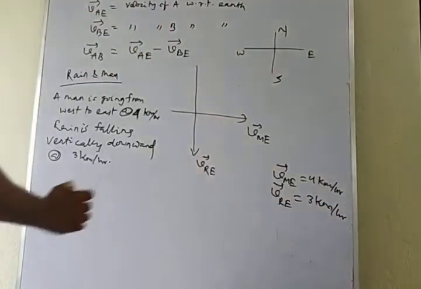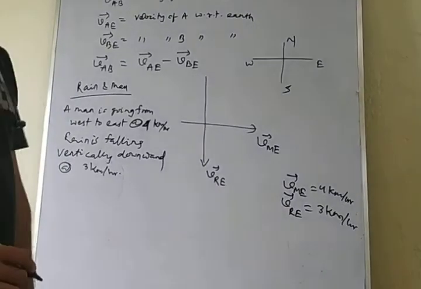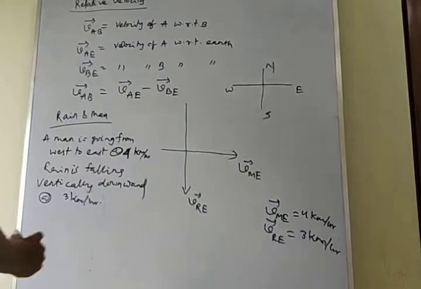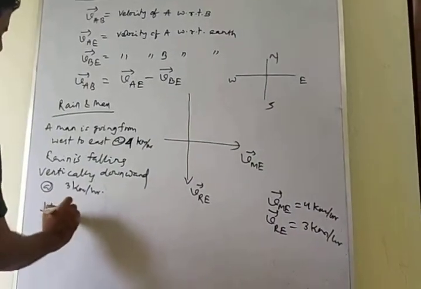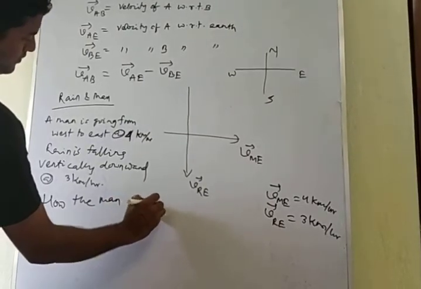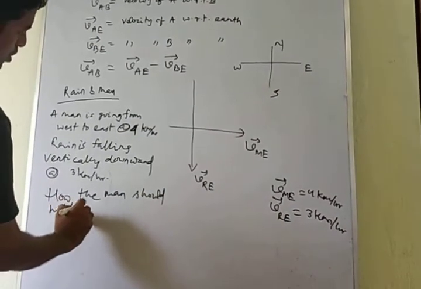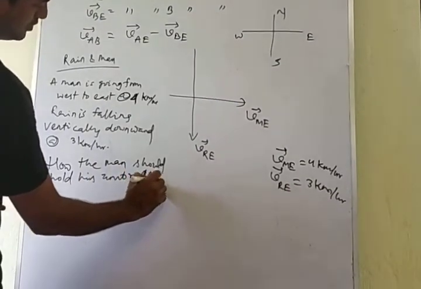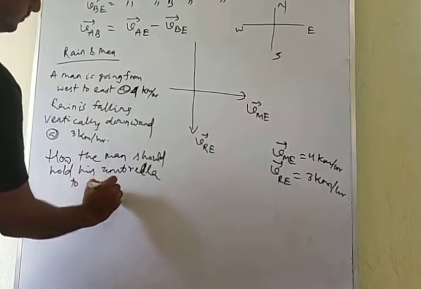So our job is to find at which angle the man should hold his umbrella to avoid the rain. At which angle, or how, the man should hold his umbrella to avoid rain.